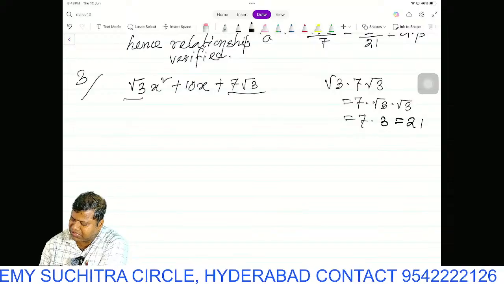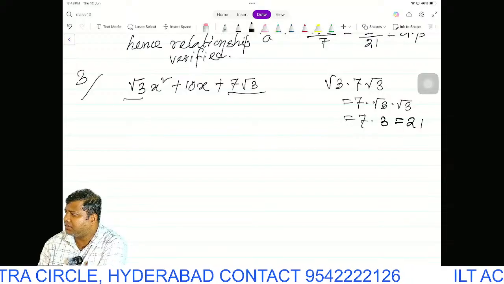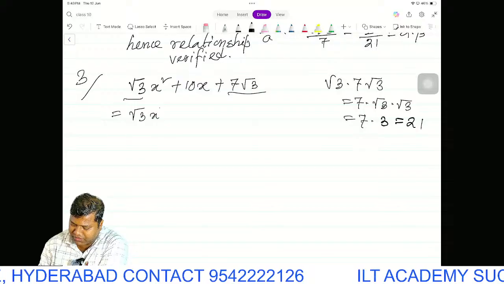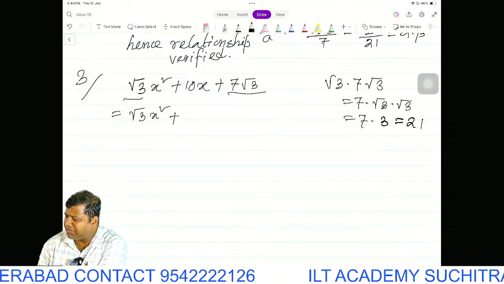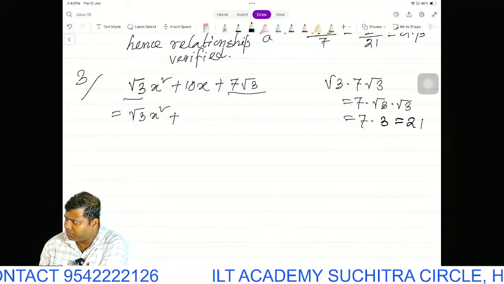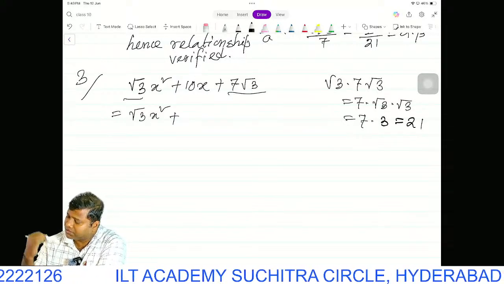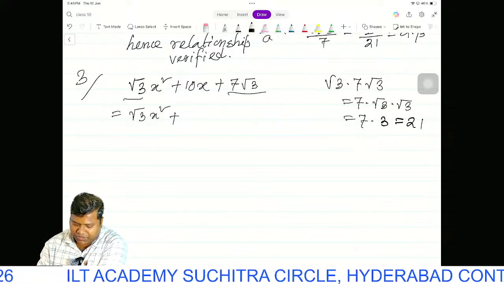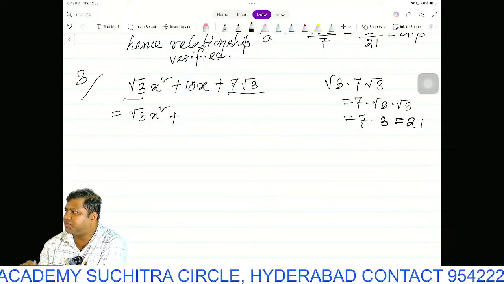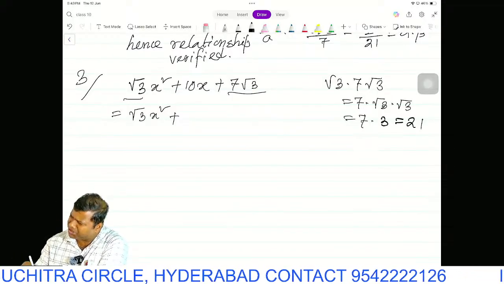So if 7 and 3s are 21, then we can add 7 plus 3 to get 10 as the middle term. Right? Okay? So that means this is root 3x square plus, now tell me, I can write both 7x plus 3x or 3x plus 7x. Both I can write. But which one will be easier to write? 3x plus 7x. Why? Because the first term is root 3. So we can take out something common from the first two terms. If we write 7x, then also we can solve, no problem. But this one will be much easier.